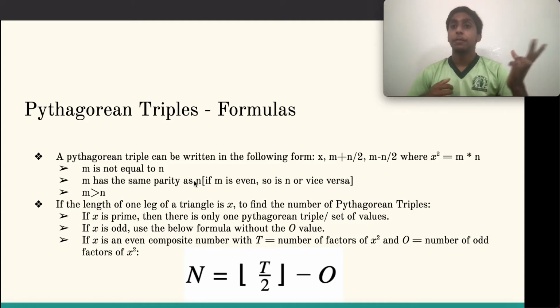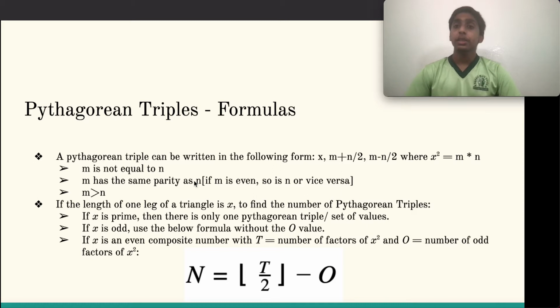So 2 and 4 would have the same parity because they're both even. Or 3 and 5 would have the same parity because they're both odd, and so on. And 3, m greater than n. These are just some conditions that you need to meet if you want this formula to apply. x, (m plus n) over 2, (m minus n) over 2. If you want this to be a triple where x squared is equal to m times n, then you need to make sure that these conditions are met.